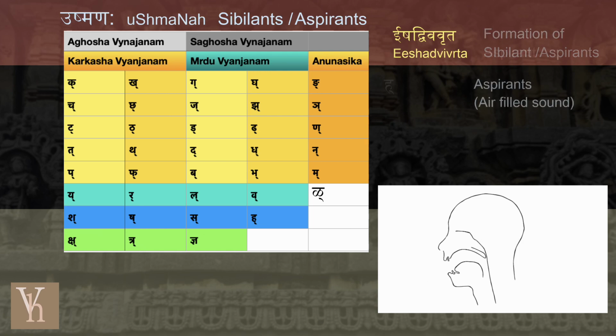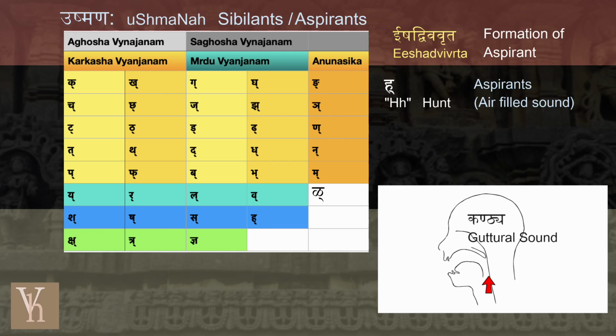The fourth is ha. This is similar to hunt in English. It is the sound of air expelled from the throat. Therefore, it is a guttural aspirant. Kanthya. For example, harau, hita.